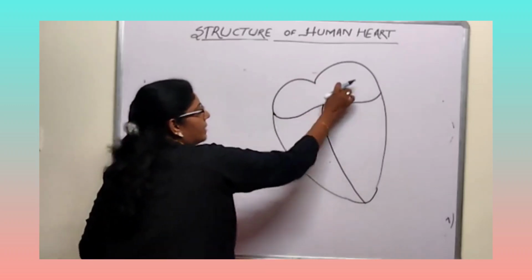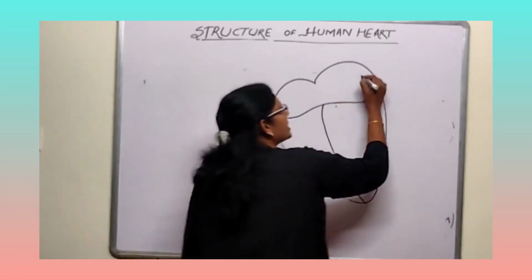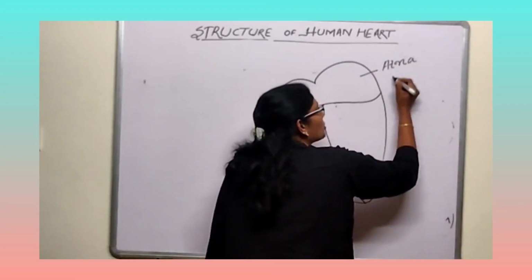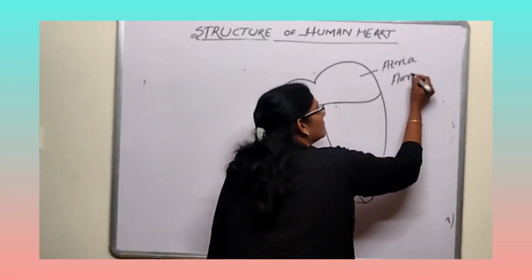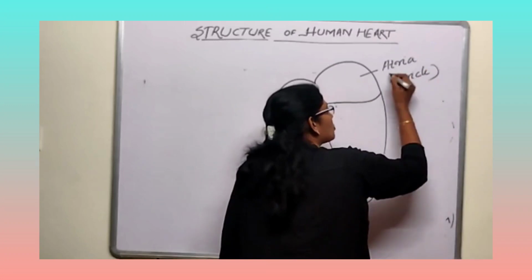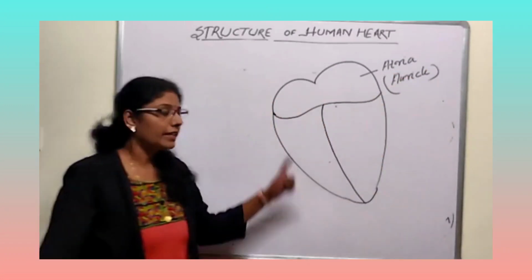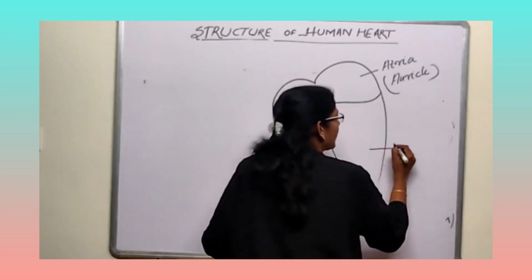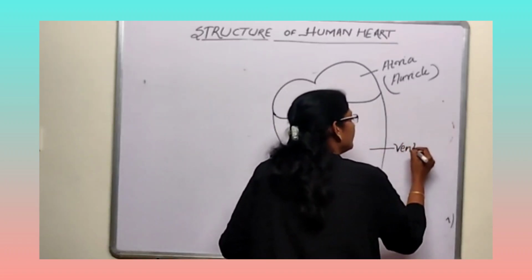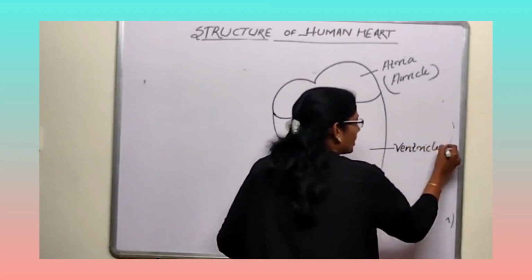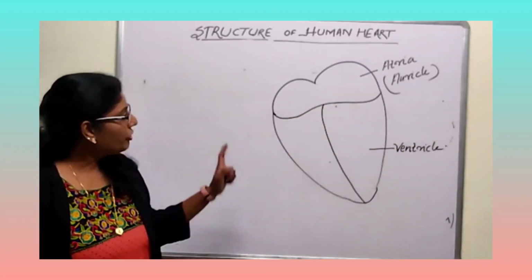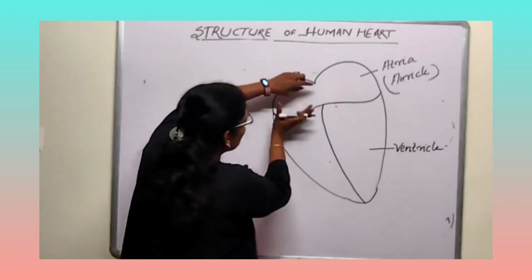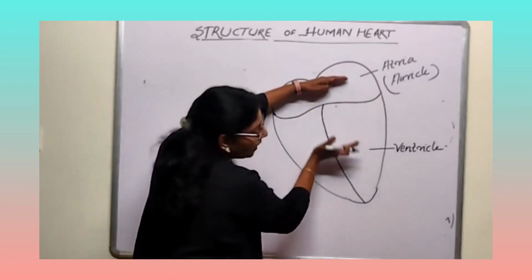The upper 2 chambers are called atria, or also known as auricles. Atria or auricles are the upper chambers. Then the lower chambers are called ventricles. If we observe the heart externally, we can see a groove between the atria and ventricle.